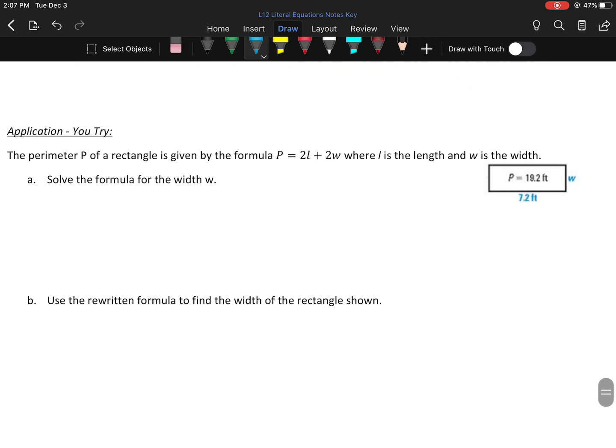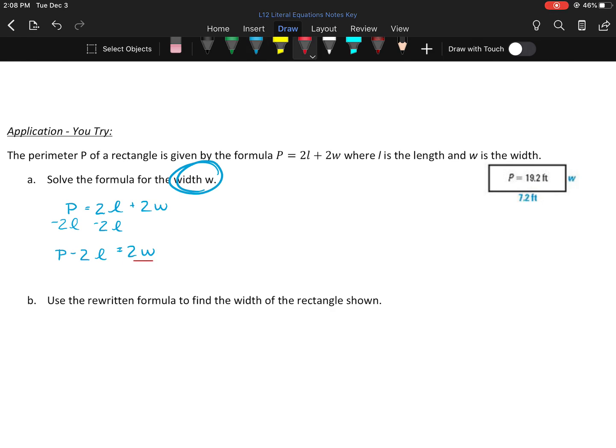I want you to try this one, so pause it and then come back to me. It says to get the width by itself here. So this is the formula for perimeter. So pause it, try it out, come back. I'm going to show you right here. P equals 2L plus 2W. Get the W by itself. So the first thing I'm going to do is subtract the 2L from both sides. That gives me P minus 2L is equal to 2W.